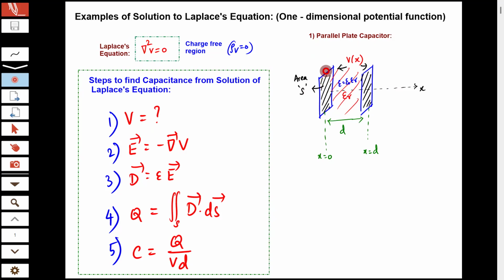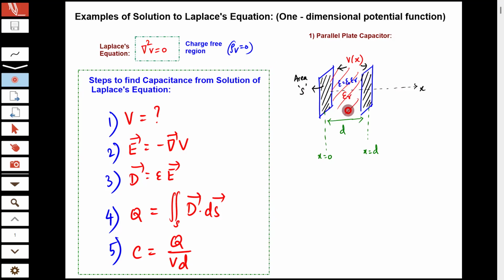We know potential from one plate to another plate varies through the axis x. Here it is a function of only variable x. That is why we call this the one-dimensional potential function. We know the potential is a function of only one dimension, which is x. We will solve for the potential function of x taking this Laplace equation.